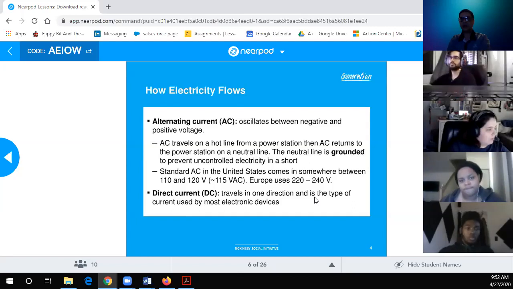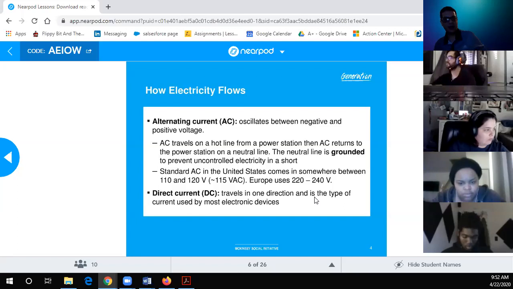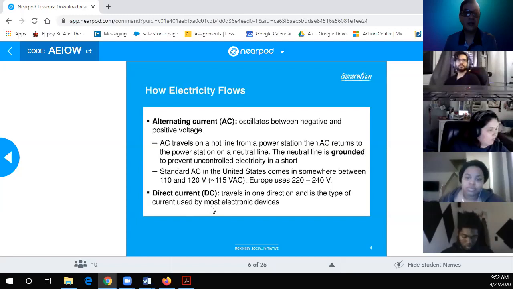Direct current travels only in one direction, and it is the type of current most used by electronic devices, especially the ones that use batteries, like a cell phone. Any questions between your AC or your DC?